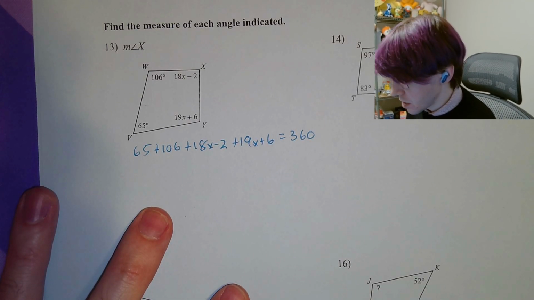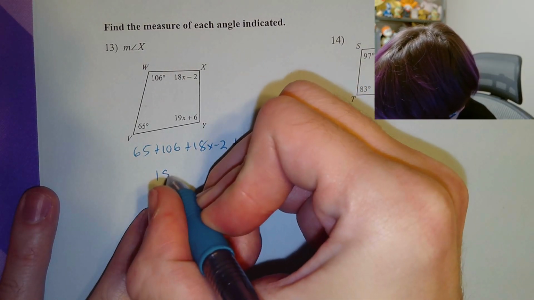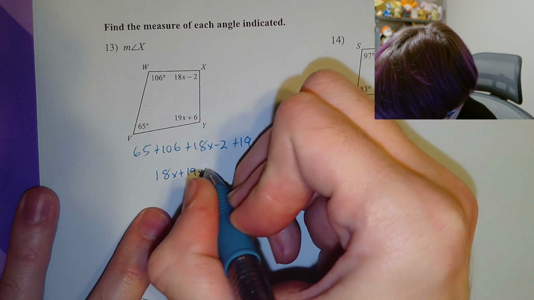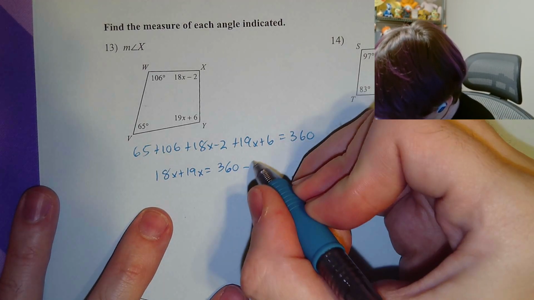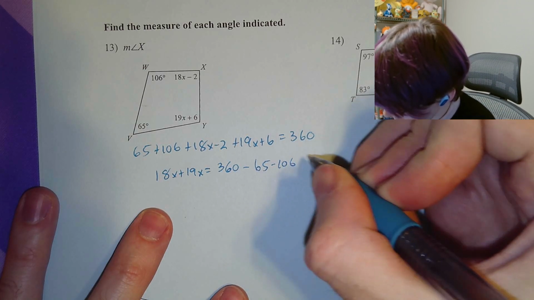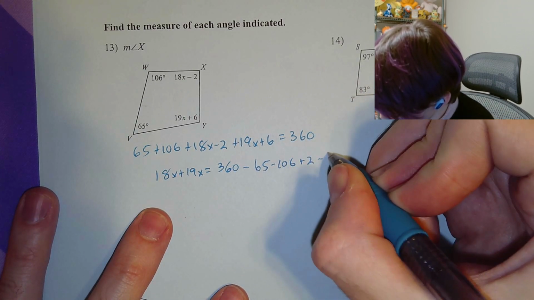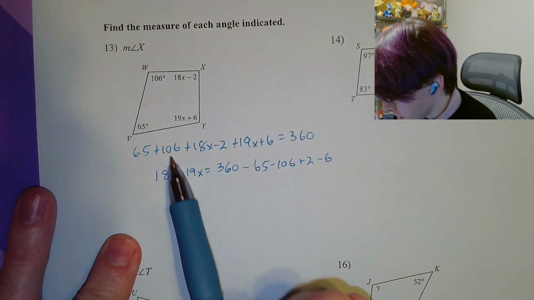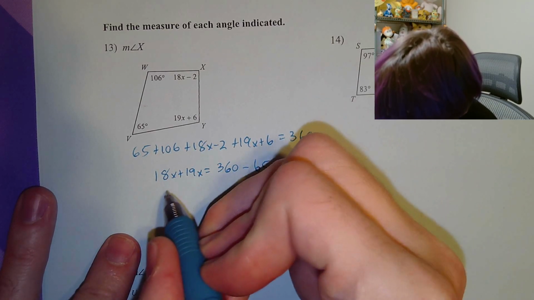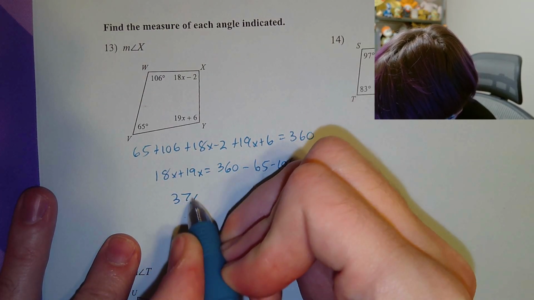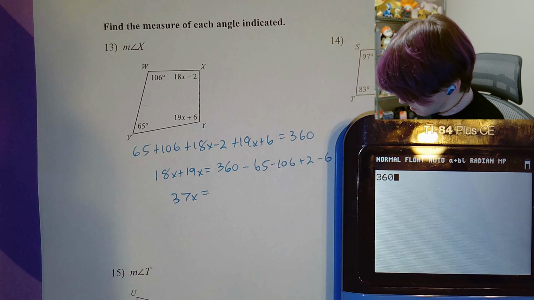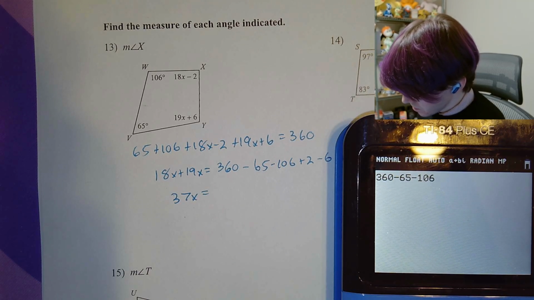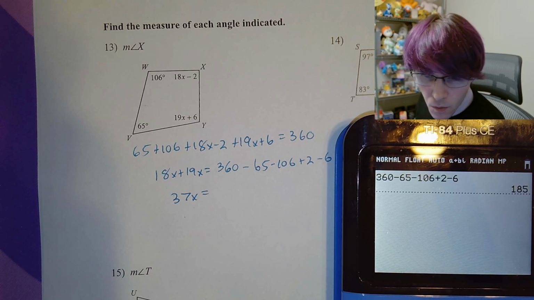After that, it's going to be just like we've been doing all year. We're going to keep all the x's on the left-hand side, everything without an x on the right-hand side, and changing the signs where appropriate. So minus 65, minus 106, adding 2, subtracting 6. So we subtracted that one, added that one, subtracted that one. 18 and 19 together is going to be 37. And we have the first one that I'm going to be way too lazy, I'm going to be using my calculator for sure. All I'm doing is typing it in exactly as it appears. 360 minus 65, minus 106, plus 2 minus 6. Get 185.